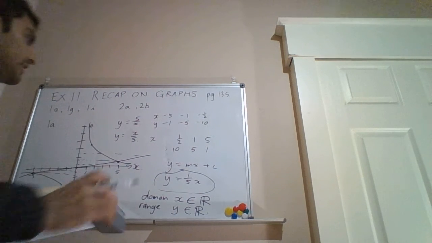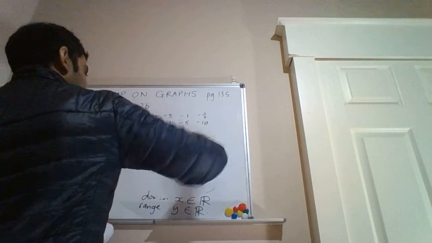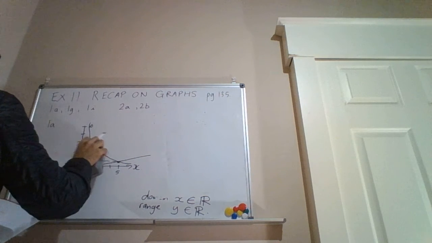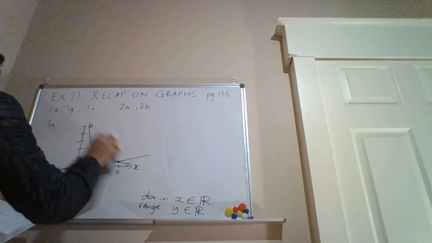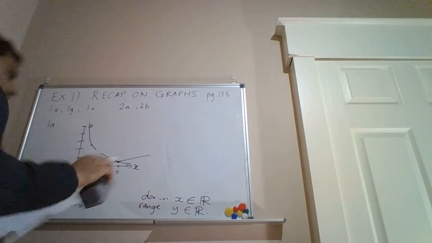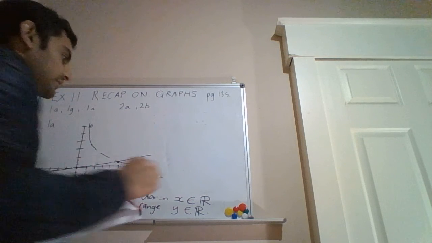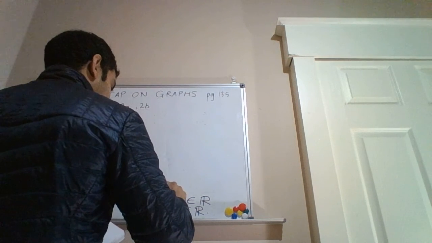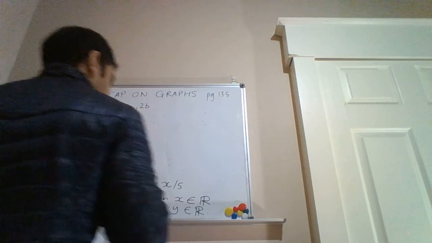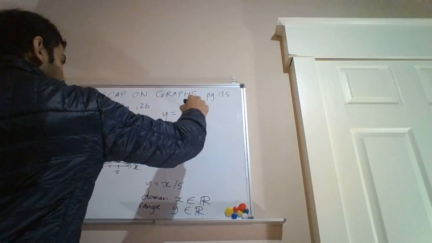Okay, so there's very little space here. I'm just going to rub out. Oh, I shouldn't have rubbed that out. I'm going to rewrite it. Okay, let's try and neaten here a little bit. Domain, x over 5. And now let's look at the other graph, y equals 5 over x.